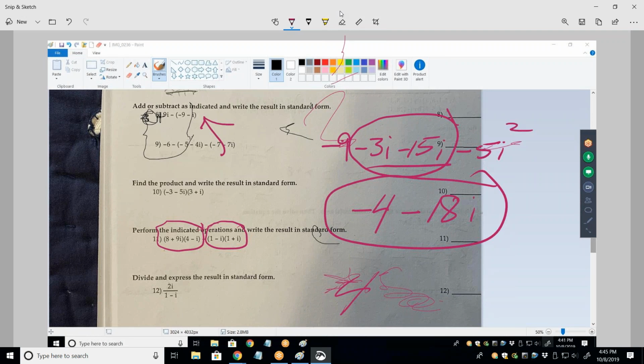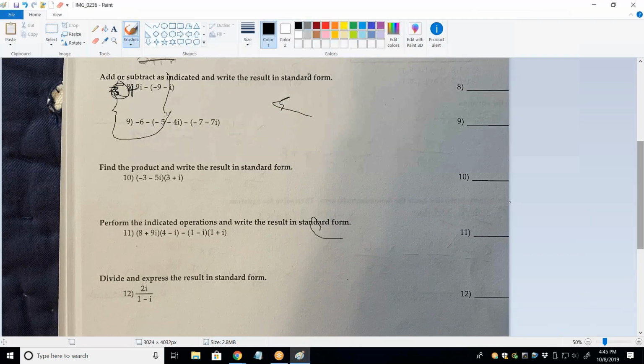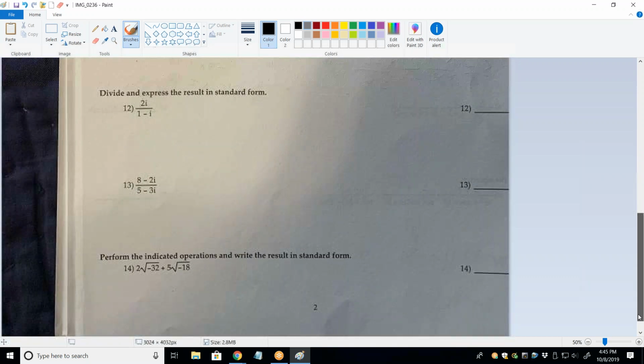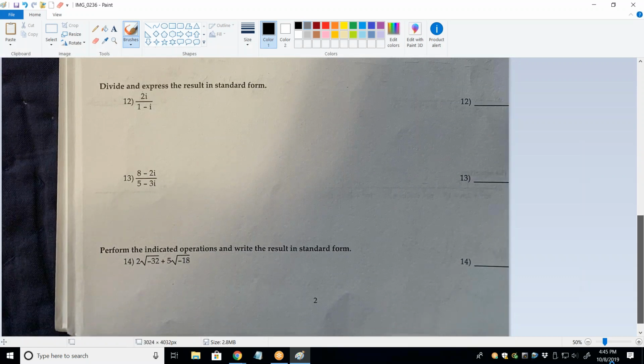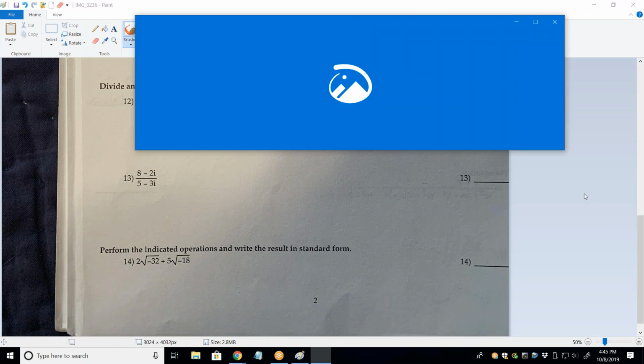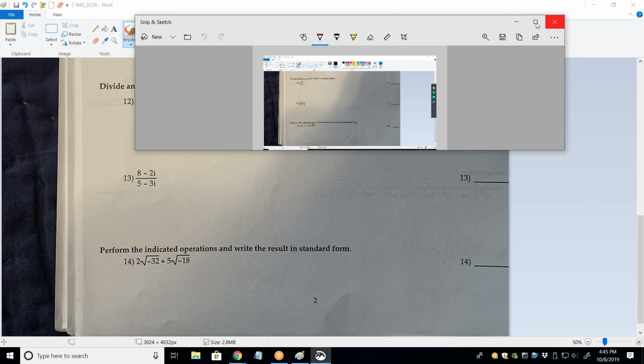Okay? Now, the only ones that are hard, well, not really hard, but have some degree of difficulty, are division. So let's go down and look at the division one. It's not really a division problem. That's the secret.